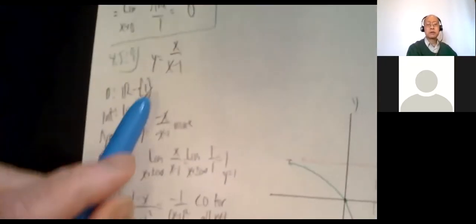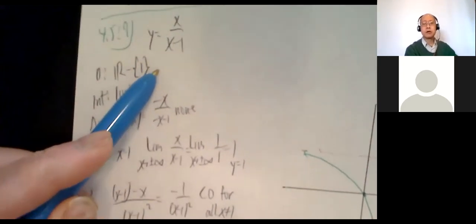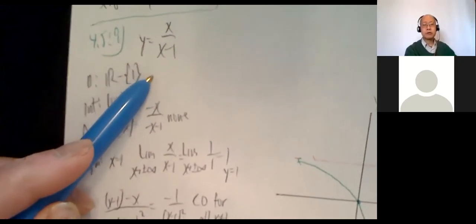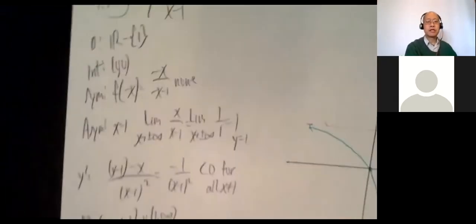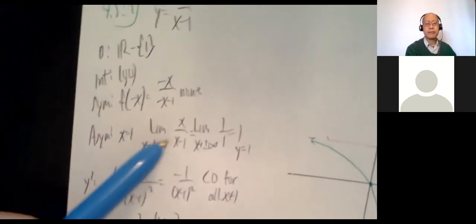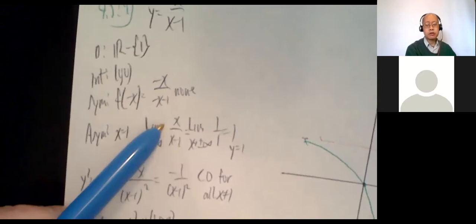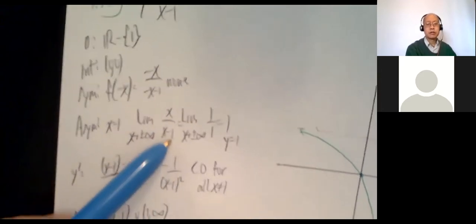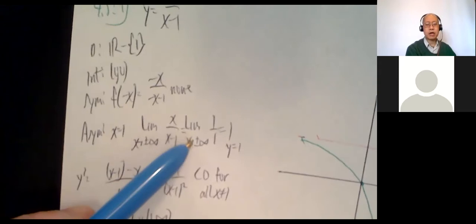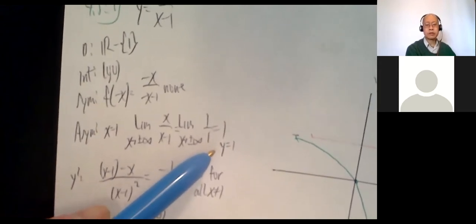Okay, asymptotes. The vertical asymptote is x equals 1 automatically. Horizontal asymptote: see what happens when x approaches infinity, and also negative infinity. So the limit as x approaches either plus or minus infinity of x over x minus 1. That's very easy. I can use L'Hopital's rule. That's going to be infinity over infinity. So the derivative of the top is 1, the derivative of the bottom is 1, so you get 1. So y equals 1 is a horizontal asymptote.